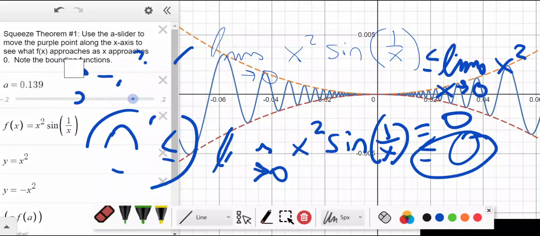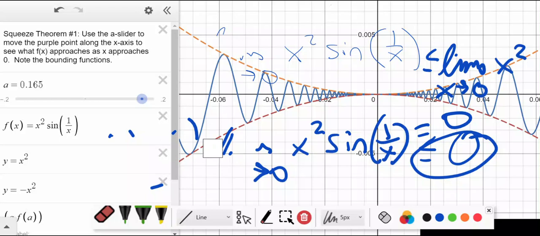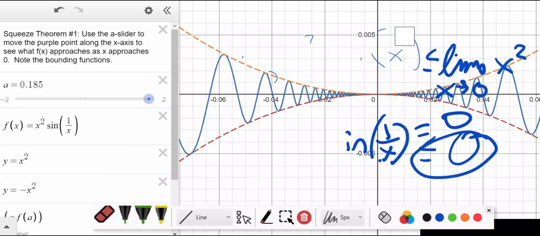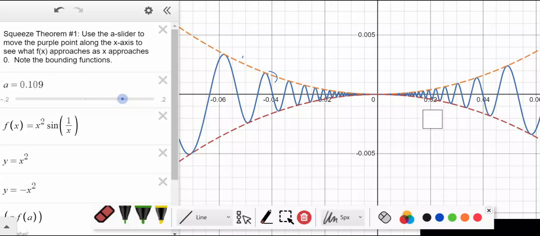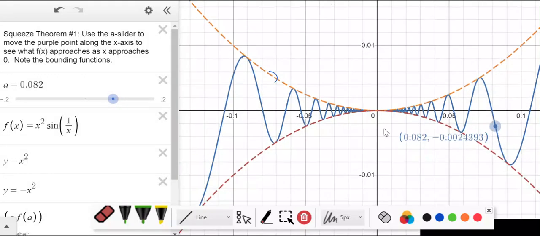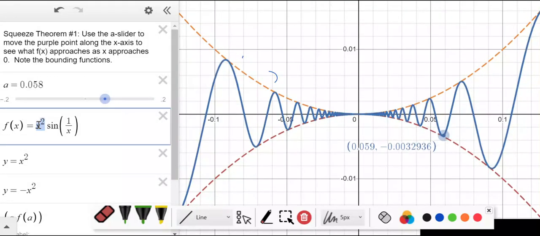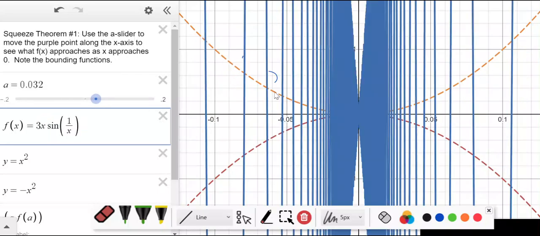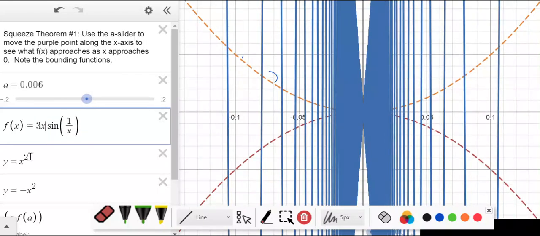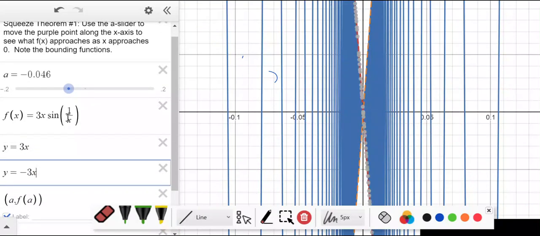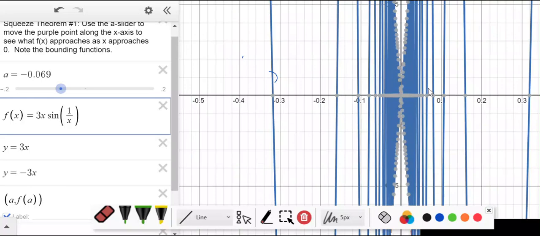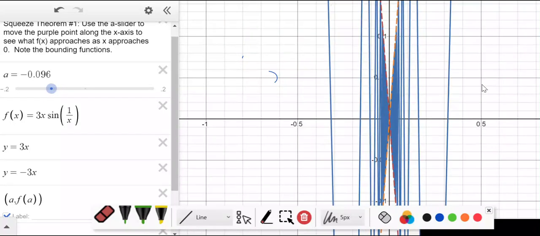In other scenarios, if we want to change this a little bit just for fun, like let's say instead of being x squared times sine of 1 over x, let's say it was 3x times sine of 1 over x. Notice that one oscillates way more, but then it would fall between 3x and negative 3x, right? Because we know sine is between 1 and negative 1.